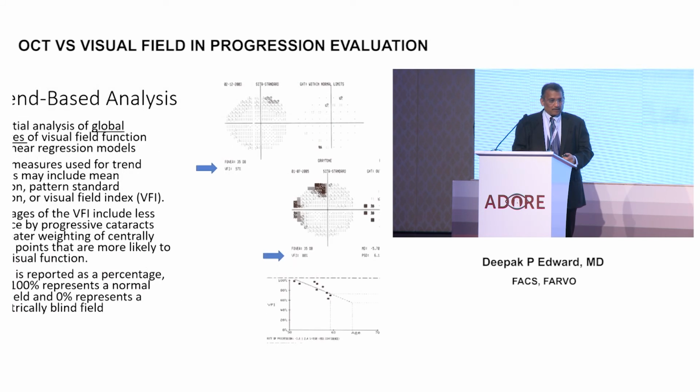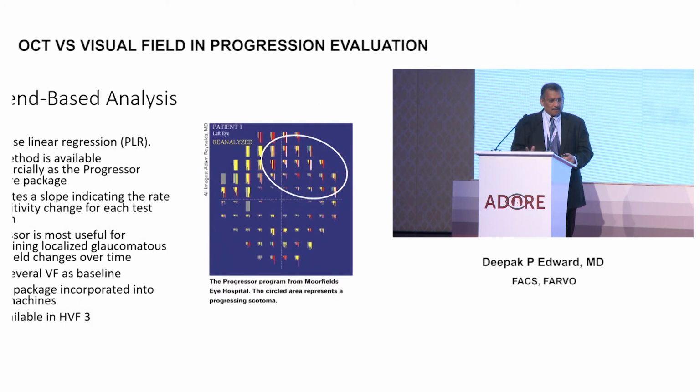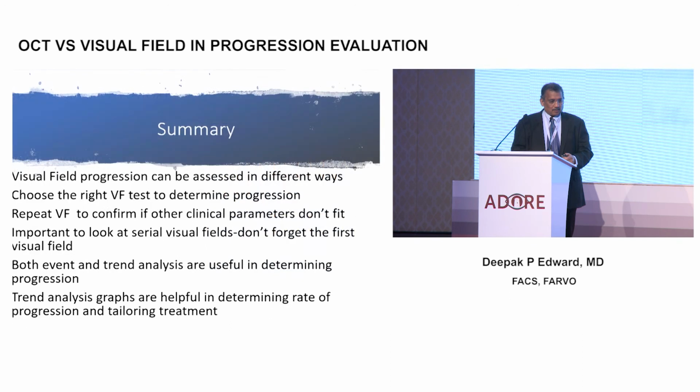What about trend-based analysis? It's a global analysis over time. One measure of this is the visual field index that most of your machines have. Basically, cataract levels do not influence it much, and there is greater weightage on the central part of the field, which is most likely to affect visual function. It's expressed as a percentage here. The trend-based analysis, the so-called Murphy's progressor, is no longer available. I'm just going to leave it here, not spend much time.